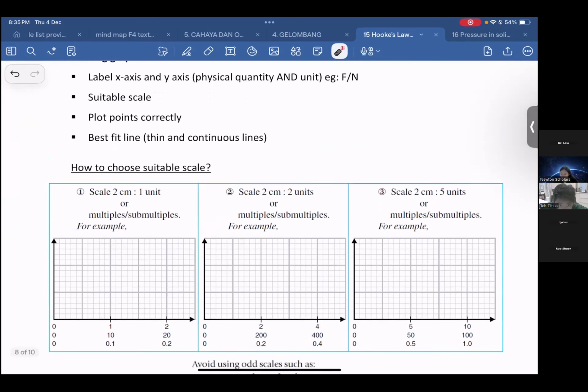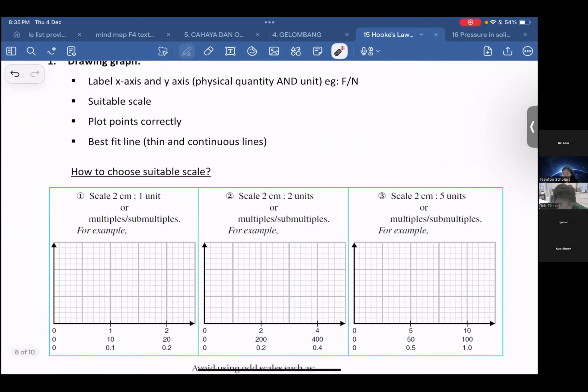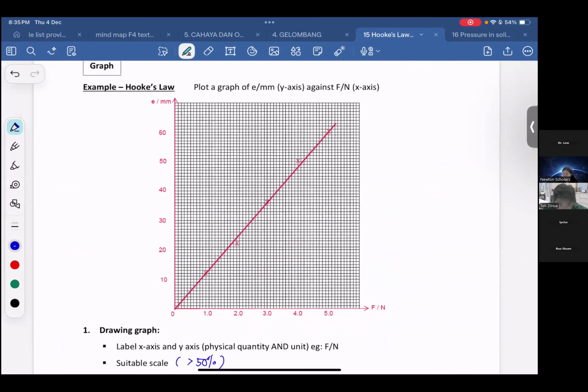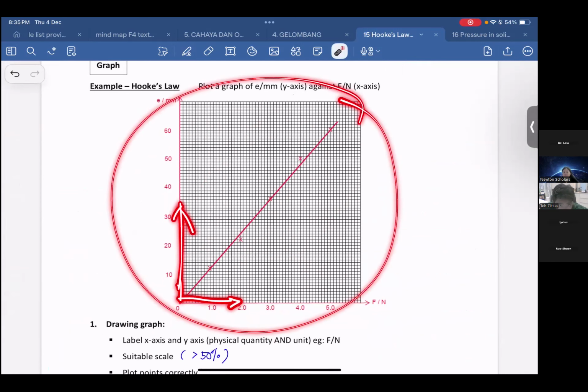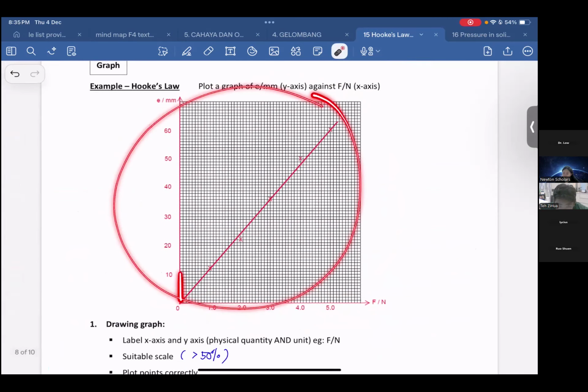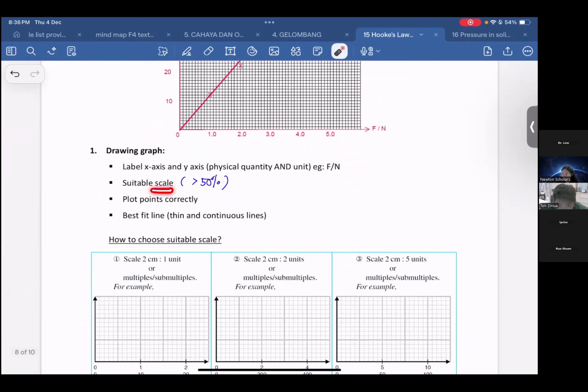Then, after you choose the scale, make sure that at the end your graph covers more than 50% of the graph paper. This is my graph paper. If your graph is like this, it's less than half, so your scale is a very poor scale. You need to enlarge it until it's at least more than 50%. Somewhere here, it's fine. So you need to choose a correct scale so that your line graph is more than 50% of your graph paper.